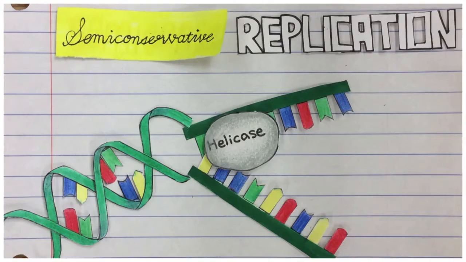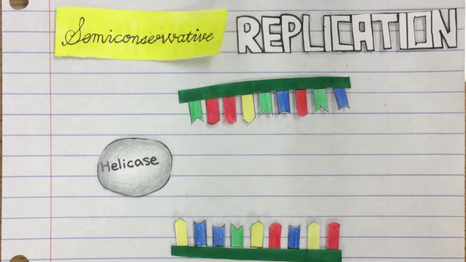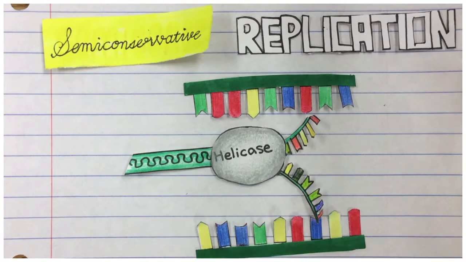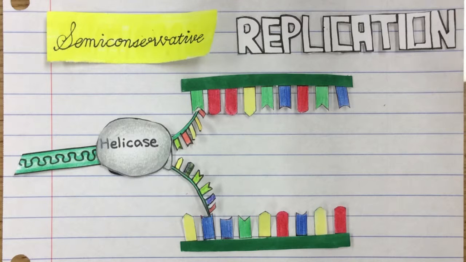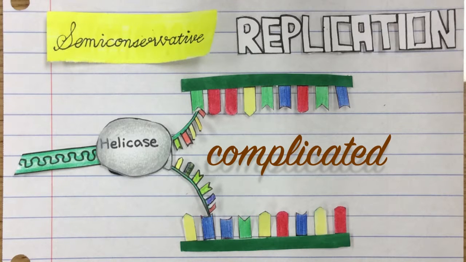It begins with helicase separating the twined DNA strands into two single chains. It's the same movement as when you unzip your clothes. The separated part is a replication fork. Now, there are two templates for making two new DNAs. It doesn't seem very complicated, does it?